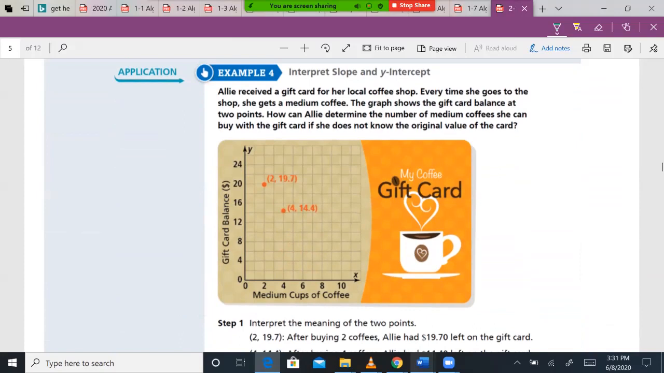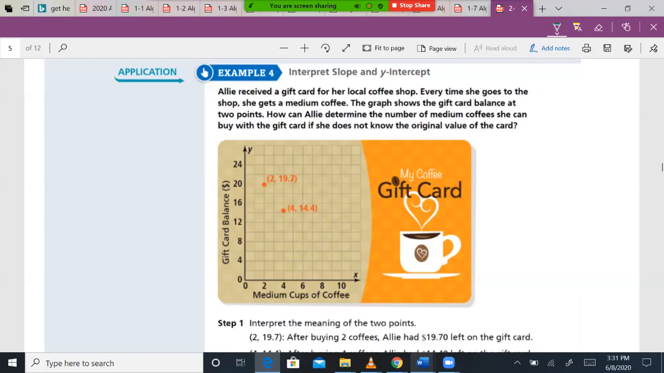Okay, last one here. Allie received a gift card for her local coffee shop. Every time she goes to the shop, she gets a medium coffee. The graph here shows the gift card balance every time she buys a cup of coffee. So after she bought 2 cups of coffee, she has $19.70 left. Once she buys 4, she's down to $14.40 left.